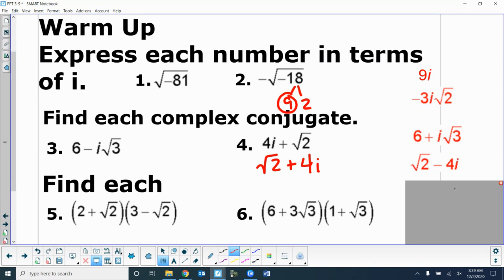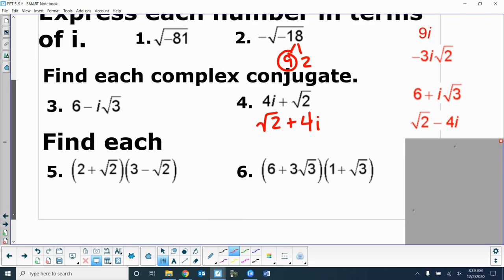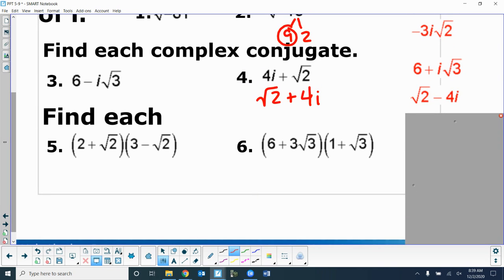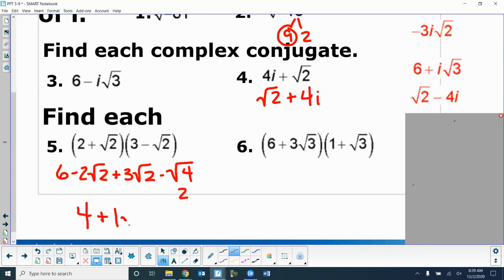Now, how do I multiply two binomials? What do we call it? FOIL it, right. So first is 2 times 3. Outside is 2 times negative radical 2, which is negative 2 radical 2. Inside is radical 2 times 3, which is 3 radical 2. And then last is negative radical 2 times radical 2 times a negative radical 2, which is a negative radical 4. Okay, but what is the square root of 4? 2. So that's 6 minus 2, 4. Negative 2 radical 2 plus 3 radical 2 is a positive 1 radical 2.